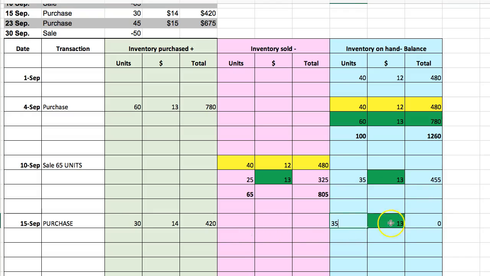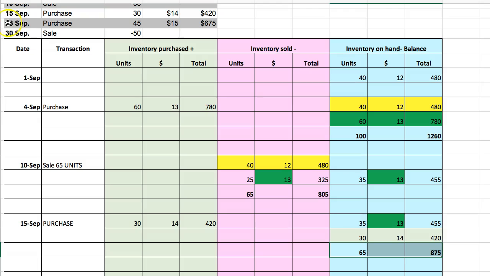Whoops, that didn't really work. Okay, I copy down my new purchase and I put that underneath, and we can add them up and see how much we have. We've got 65 units, and we can find out how much we've paid for all of that. And this is our balance here.